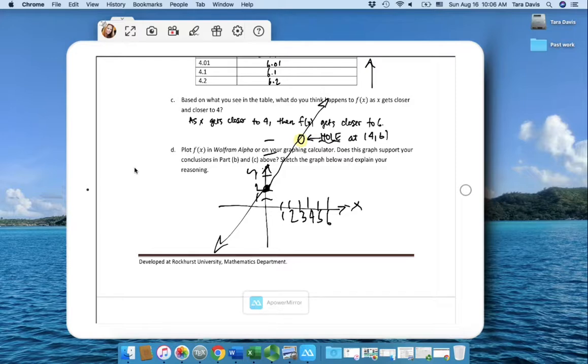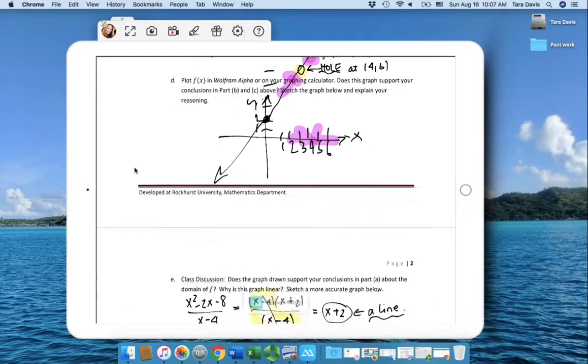Okay, so summarizing everything together, the question we were asking is what happens to y when x gets close to 4. As x gets close to 4 from either direction, so we're coming like this, y gets close to 6, even though the point 4, 6 is not on the graph of the function. In other words, even though x equals 4 is not in the domain of the function.